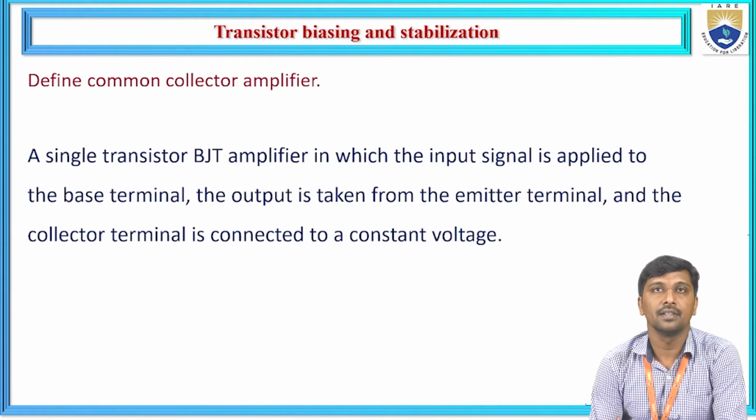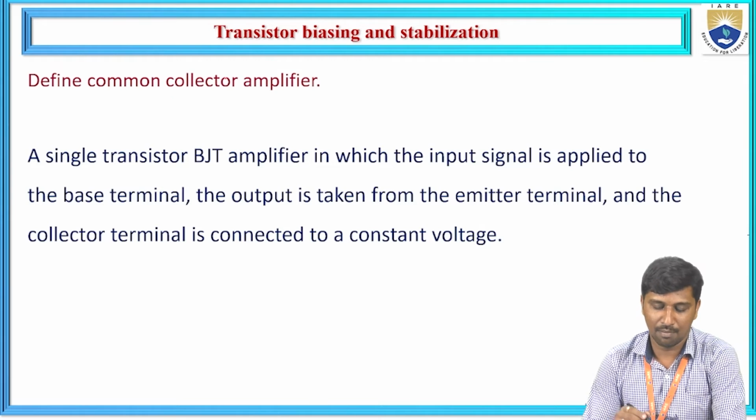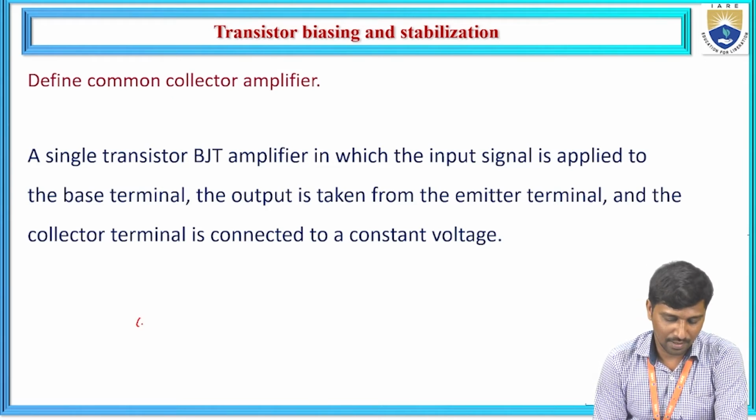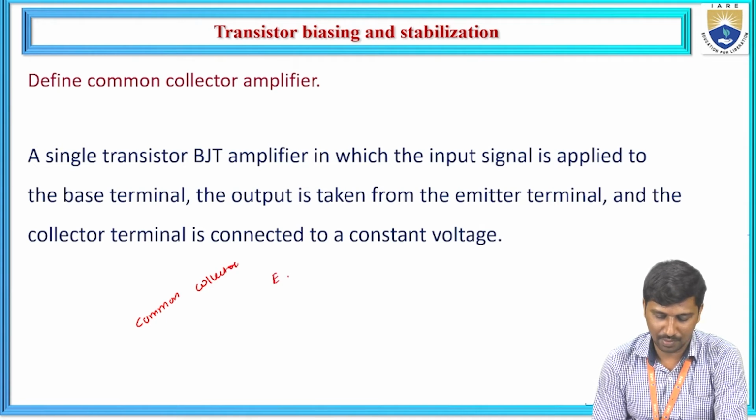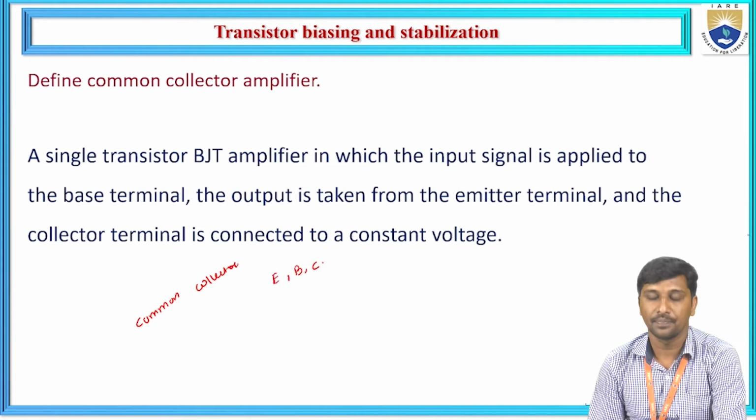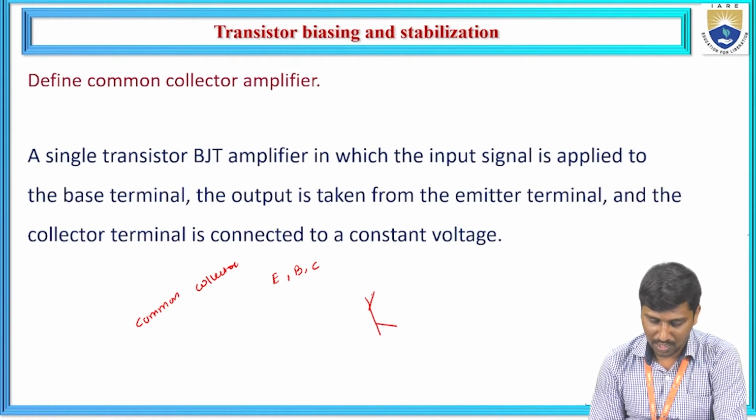Now, similar to that, define common collector amplifier. Common collector means, we have the three terminals: emitter, base, and collector. Now I'm going to take the collector as the common. So let us consider, I rotated this one. I considered an NPN transistor, and this is the emitter. This is the collector.